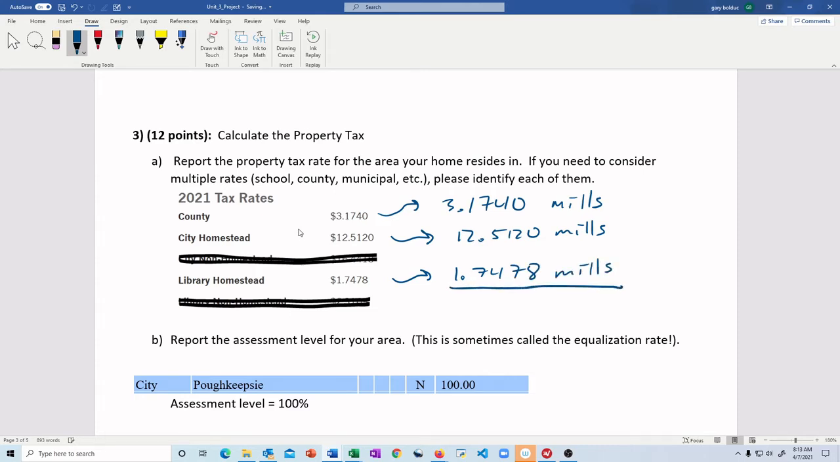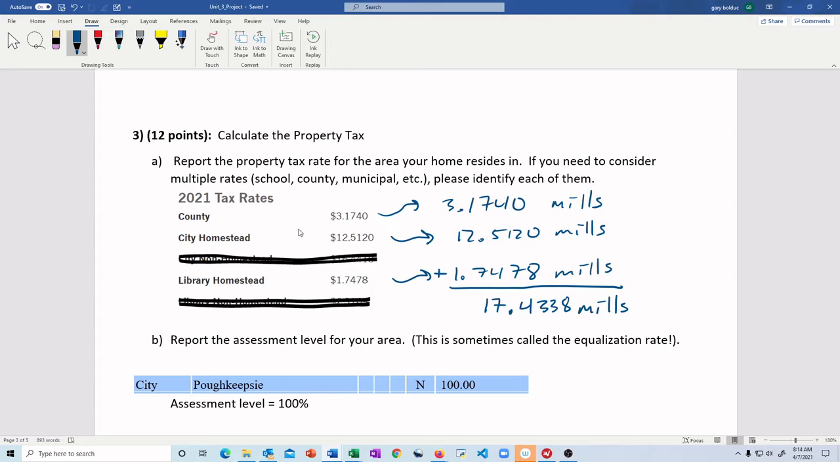You pay all of those things, and so all together, we just add it. That's it. 3.1740 plus 12.5120 plus 1.7478. All together, your total City of Poughkeepsie rate will be 17.4338 mils. Boom. Put it into the formula.